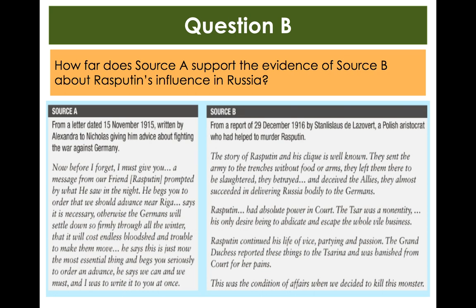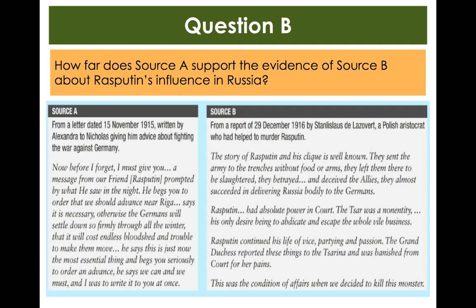This is the sort of question that you will get. So how far does source A support the evidence of source B about Rasputin's influence in Russia? Okay, so the key thing we're picking out of that sentence is influence. So we're looking at what was Rasputin's influence. Did he have an influence in Russia or didn't he?